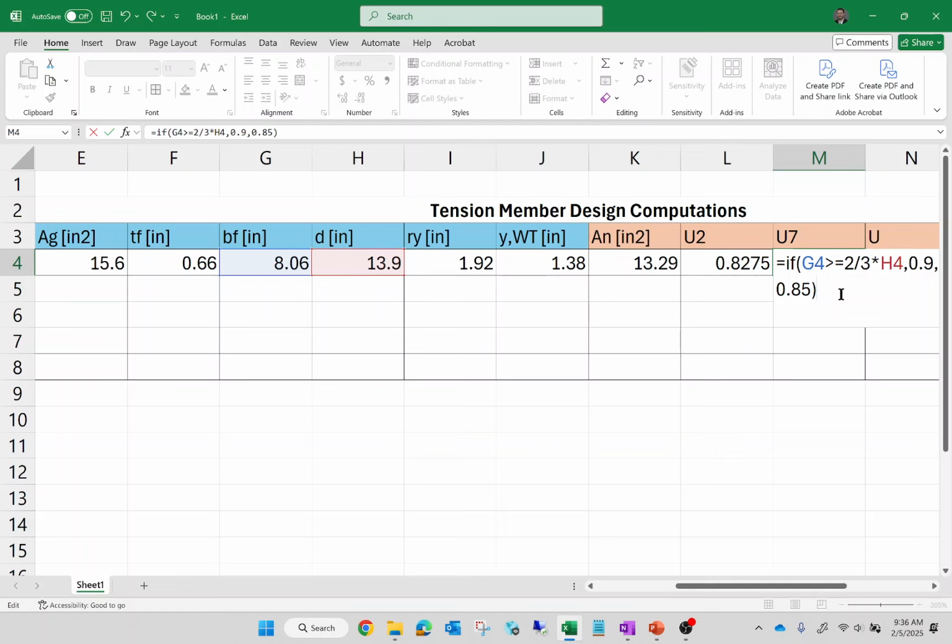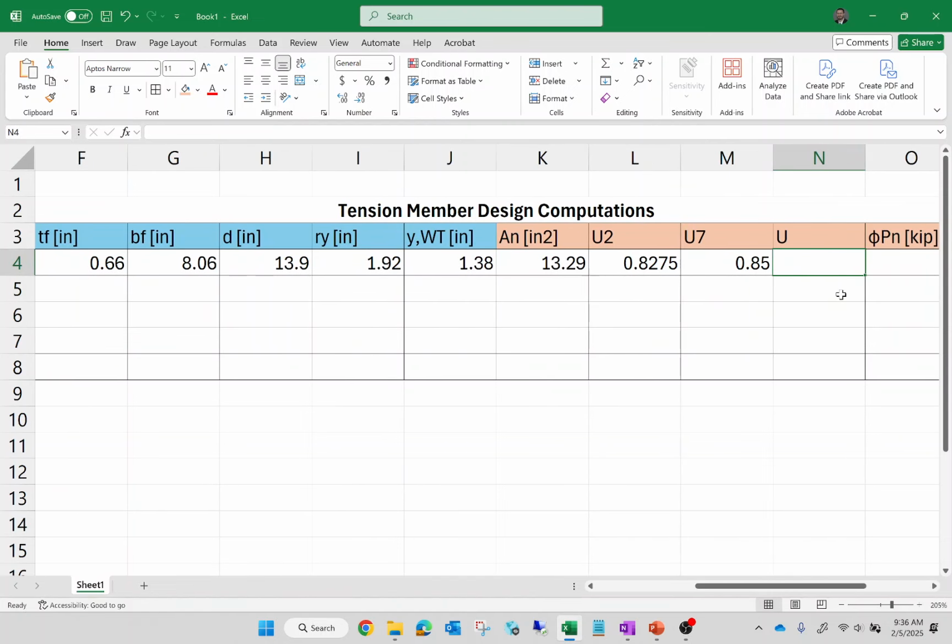Is this okay? Everybody okay with this? We don't need to lock anything for this formula, do we? And then how do we do U? The maximum of those, right? Okay.